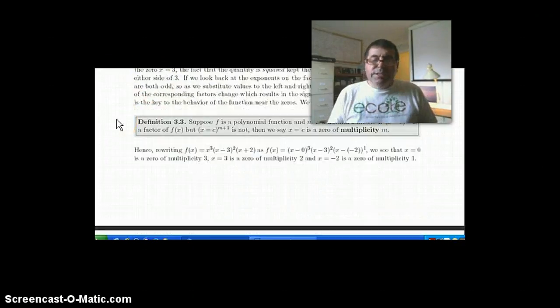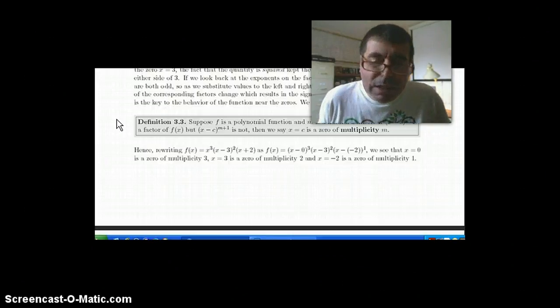Okay, now this section's talking about multiplicity. This section's talking about multiplicity. I'm sorry, I was just kind of joking there.